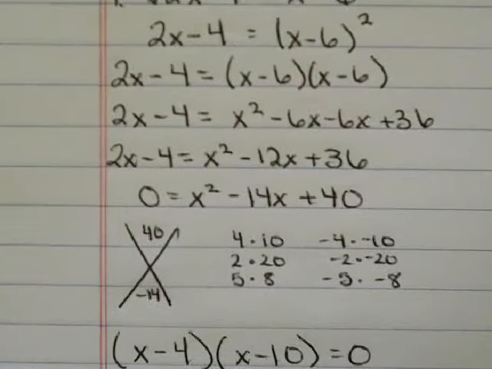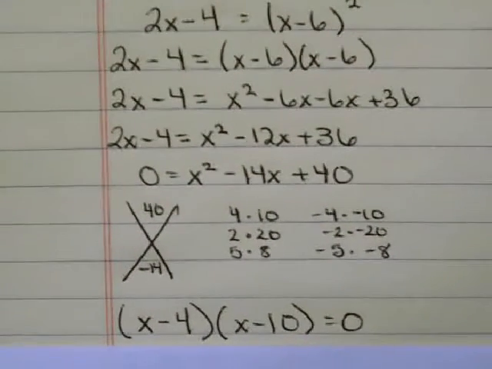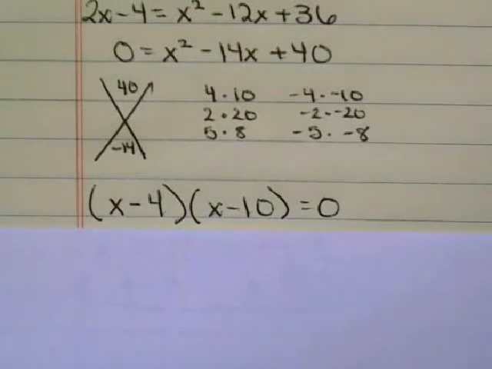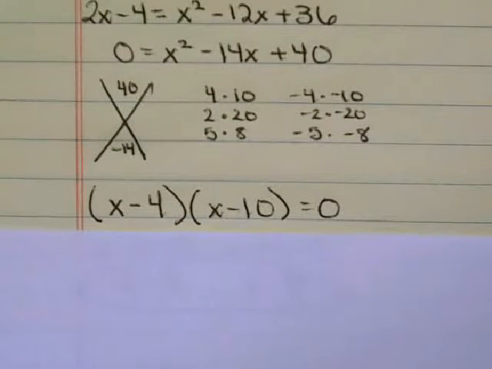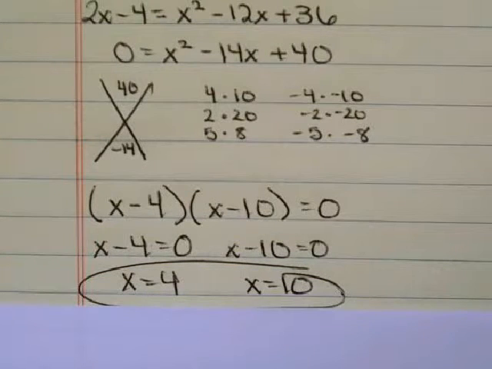So then I write it like this, x minus 4 times x minus 10 equals 0. Since that equals 0, I set each factor equal to 0 and solve. So x is 4, and x is also 10. We'll do one more.